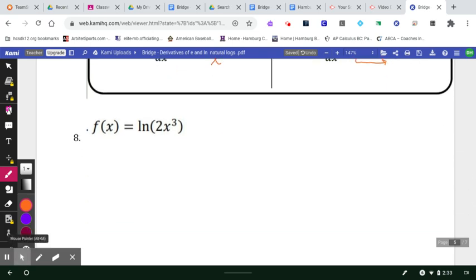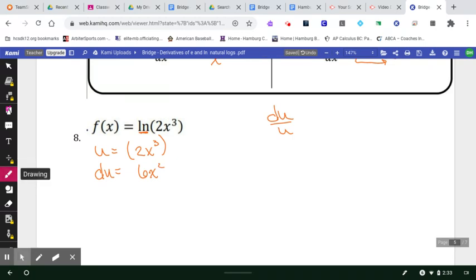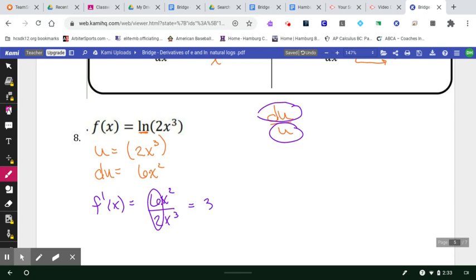Every time you see ln and you're deriving, you want to say du over u. So in this case, our u is the inside function, 2x cubed. And our du is the derivative of u. So it's just the power rule there. I get 6x squared. Literally, you basically did the derivative, f prime of x. You just have to write it correctly. It's the du over the u. So it's 6x squared over 2x cubed. And then we can clean up. The 6 divided by 2 makes 3. X squared over x cubed puts an x in the denominator because the x cubed is bigger. So our final answer is 3 over x.